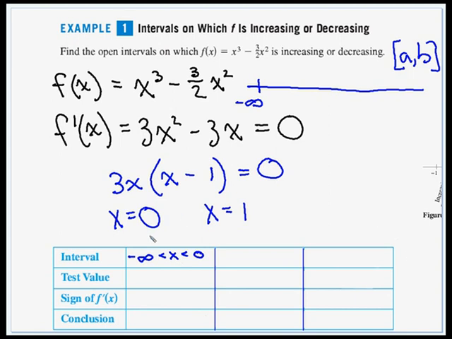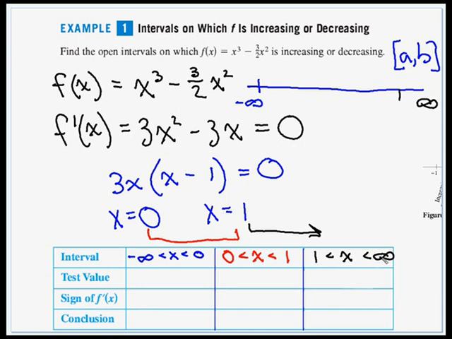Our next interval is going to go from 0 to 1, our first critical number to our second. So next we're going to have an interval of all the x's between 0 and 1. And then finally, after this critical number, there are no more others, so we're going to head off toward positive infinity. So our last interval is 1 to positive infinity.